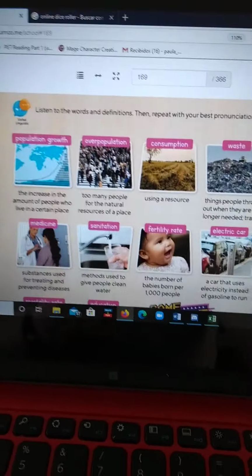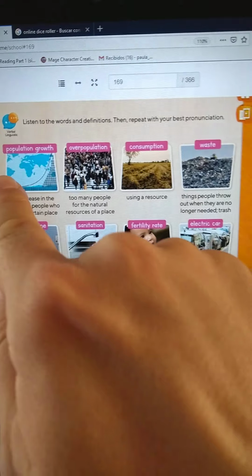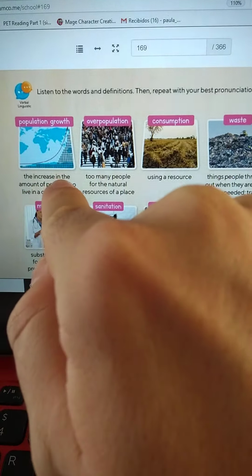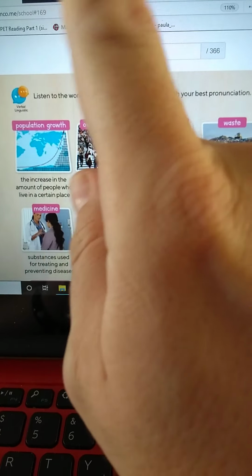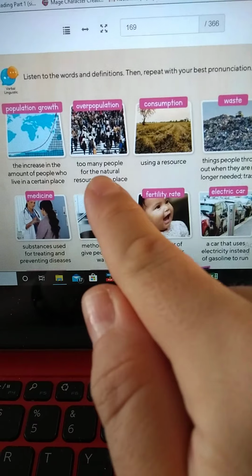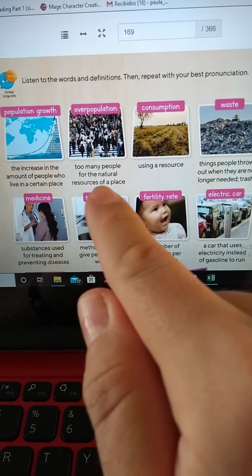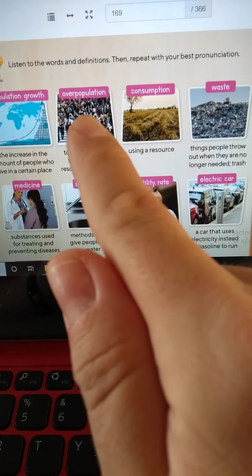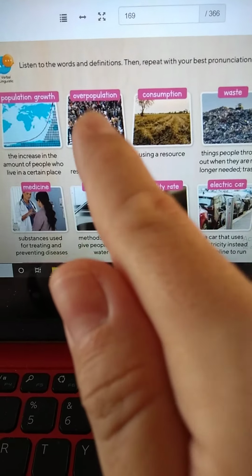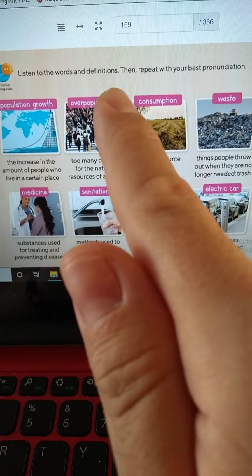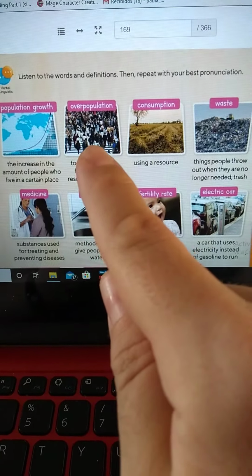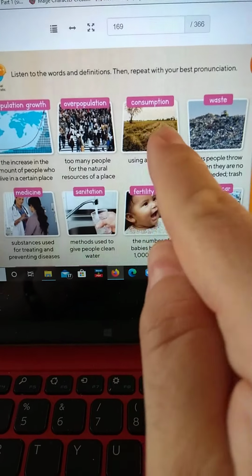So it's easy. You just have to write the word and make a drawing. So population growth, the increase in the amount of people, like the exercise above. Overpopulation, too many people for the natural resources of a place. So if you have too many people for water, some of them will not have water. If you have too many people for food, some of them will not have food. That's overpopulation, and that's where we are right now.